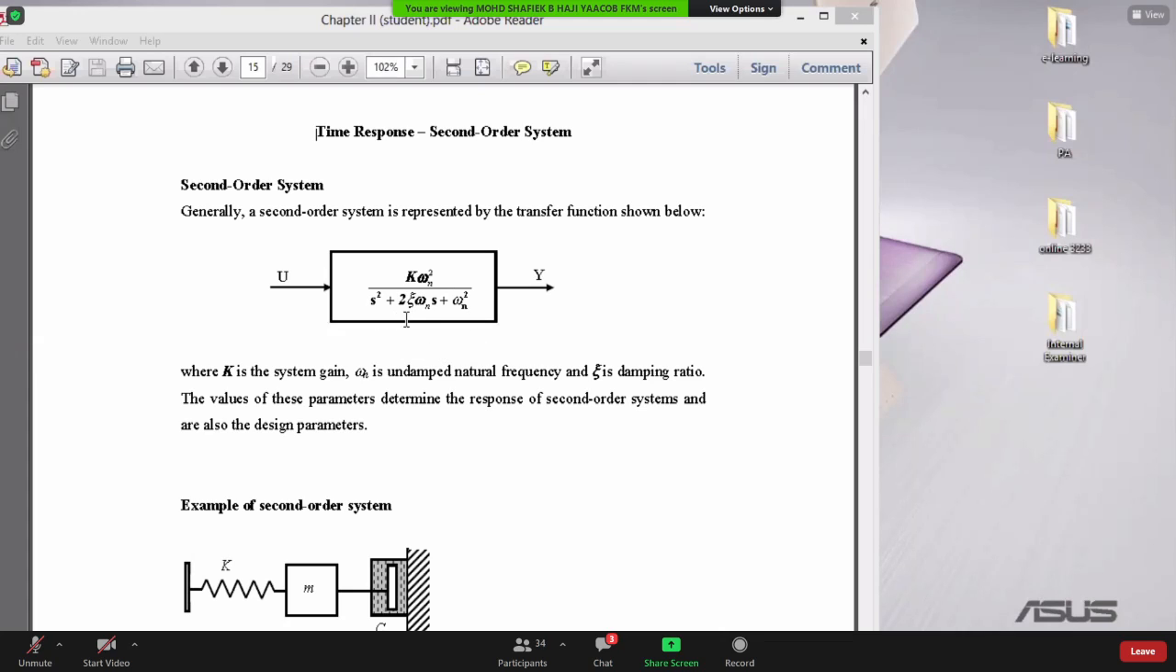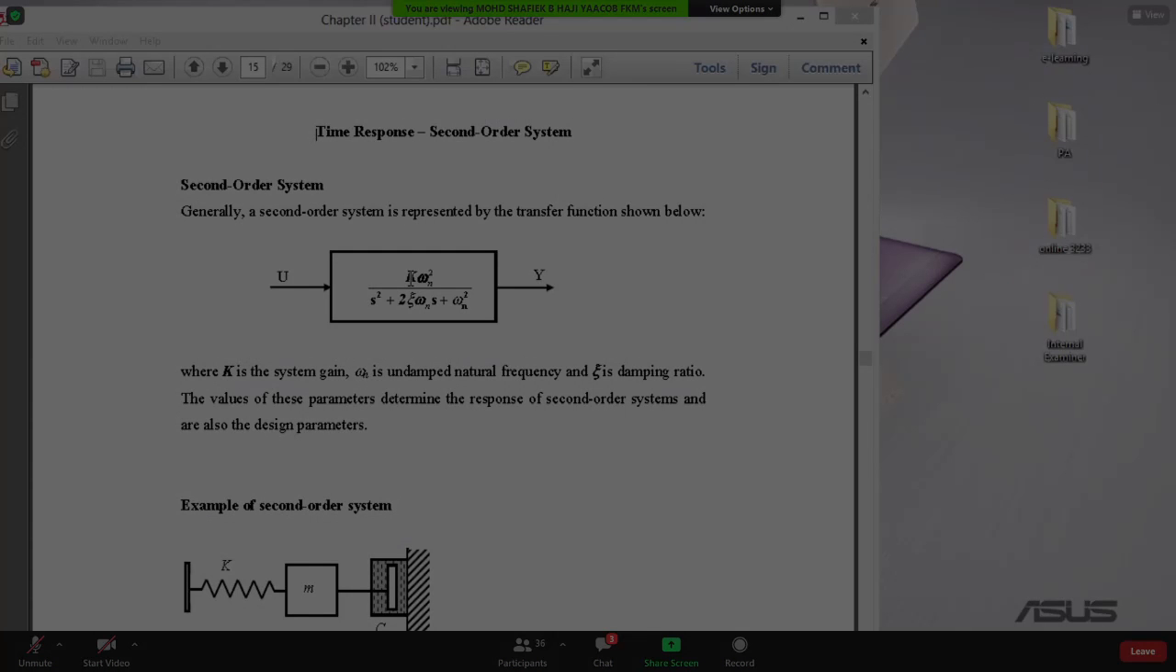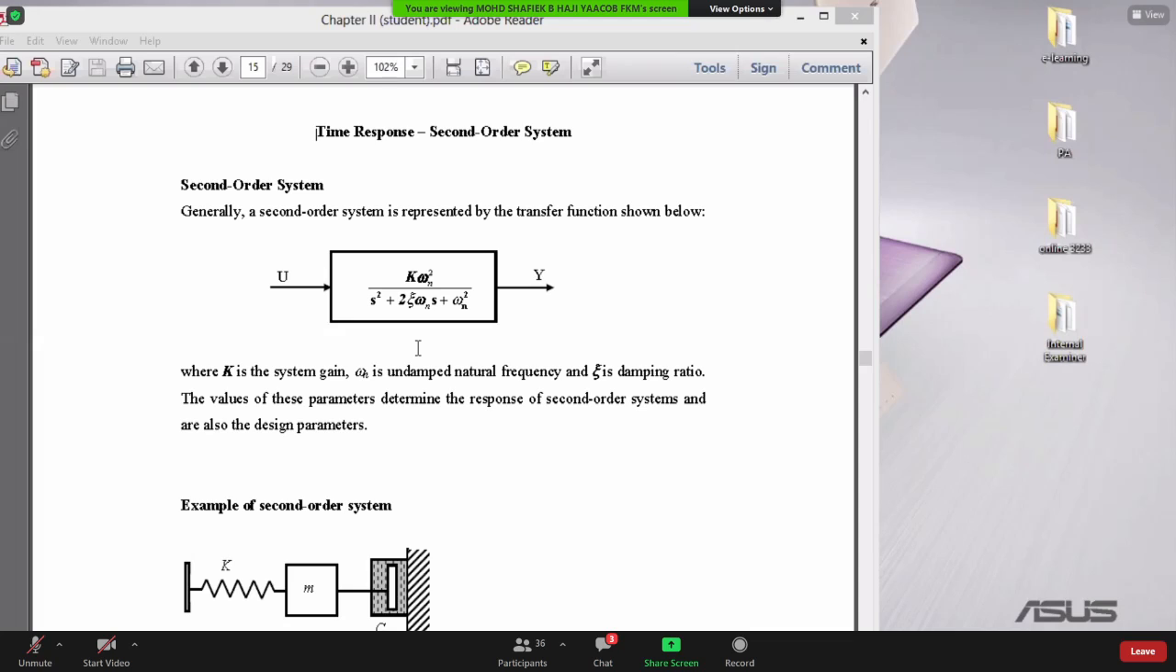Here, K, omega n, and zeta are just parameters. They are just constants. It is written that way so that we can discuss the response depending on these parameters. These parameters are actually the property of the system. Depending on whatever mathematical model we have, K, omega n, and zeta represent some physical quantities. So this is in general the transfer function of a second order system.